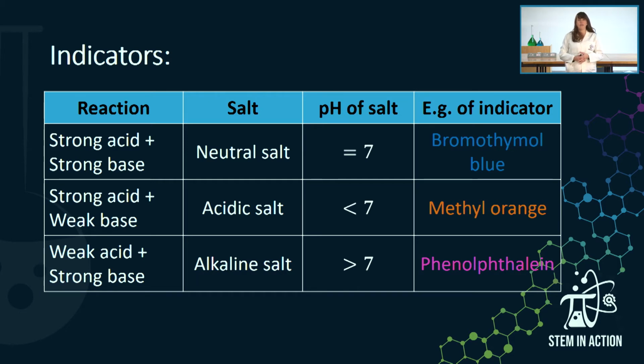The last case is if we have a weak acid and a strong base. There we know we're going to get an alkaline or a basic salt, and so our pH is going to be greater than 7. And so we need an indicator that has an endpoint with a pH that is greater than 7. An example of that is phenolphthalein.